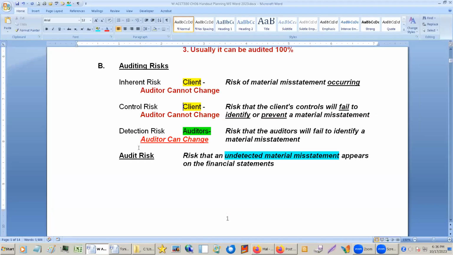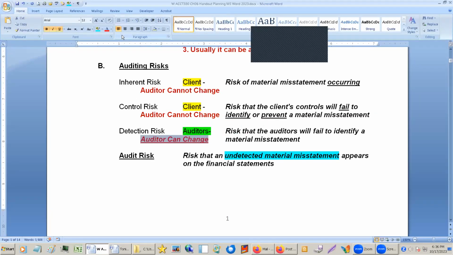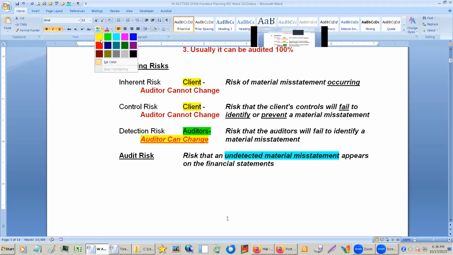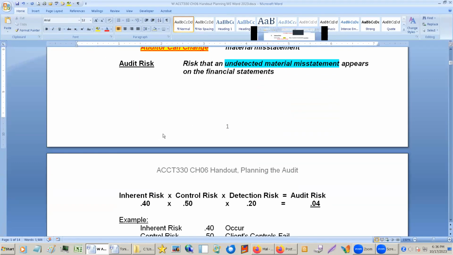No, with the inherent risk and the control risk, we have no control over. And actually, we say as auditors we don't have control over it, but even the client doesn't, because if it happened previously in the year, there's nothing they can do about it. So those two we don't have control over, but the detection risk is the only thing that we have control over. So this one, the auditor can change, is the detection risk. And this is basically what the audit is.